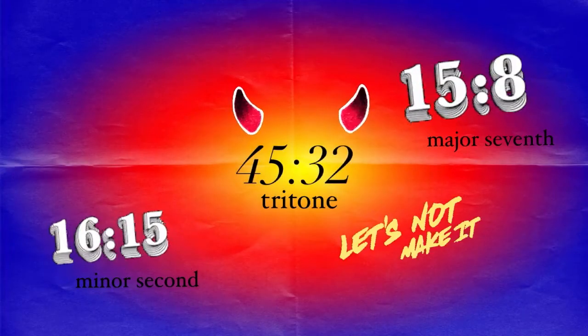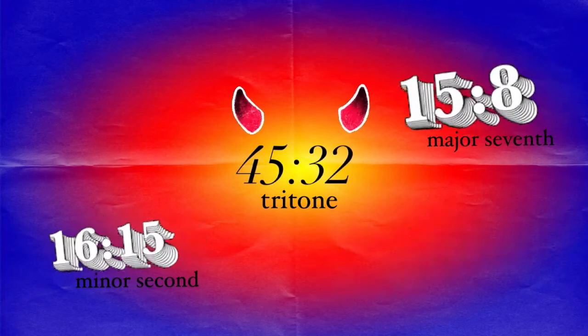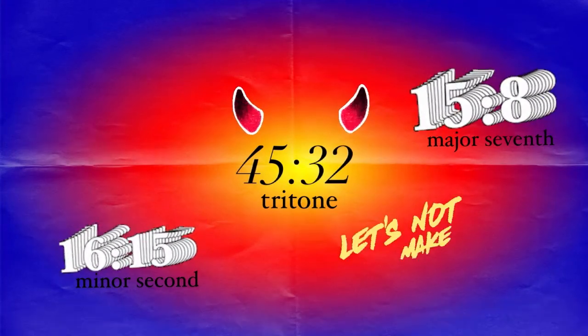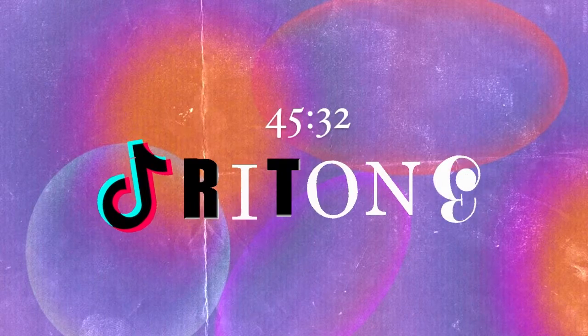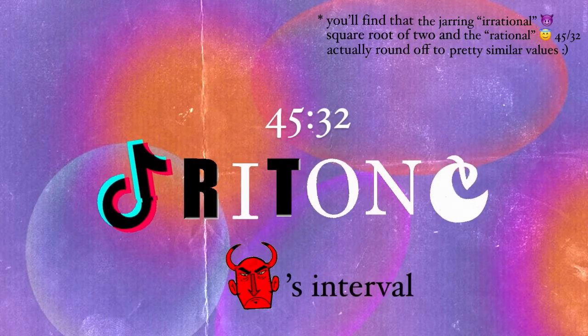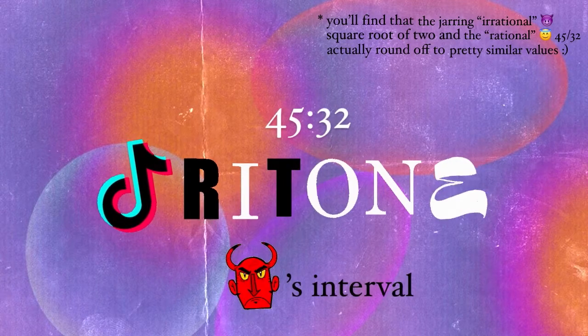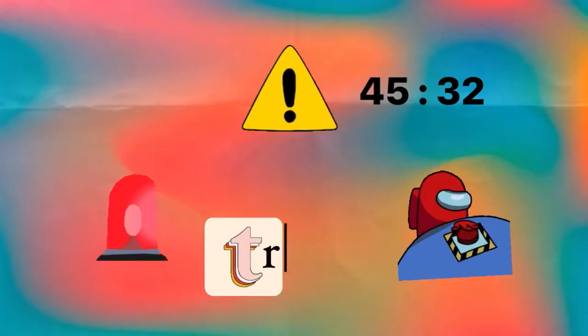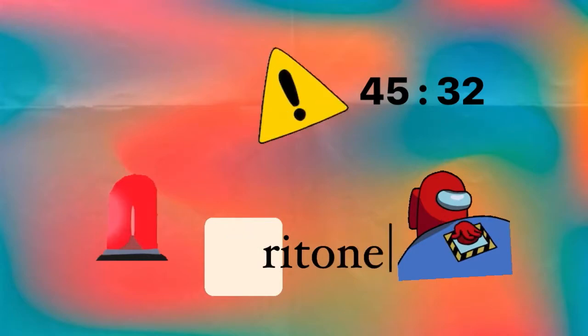What about those complicated ratios like 45:32 or 15:8? Well, the most complicated ratio there is 45:32. The interval of the tritone has even been named the devil's interval on account of its jarring sound. But it's not all bad news. The tritone is used greatly in alarms and emergency sirens.